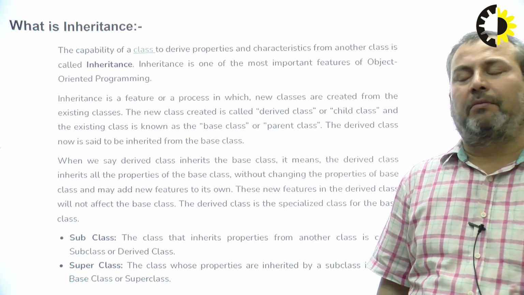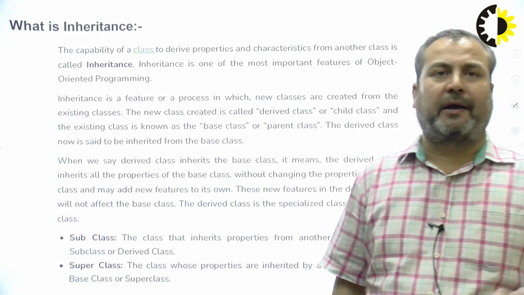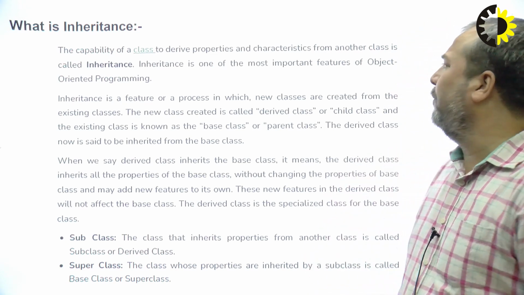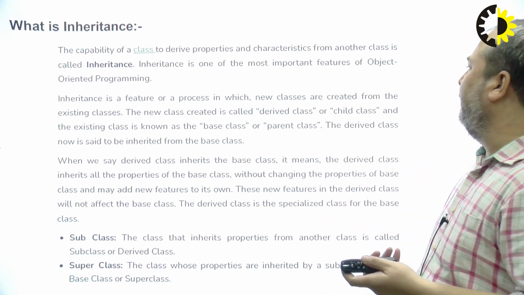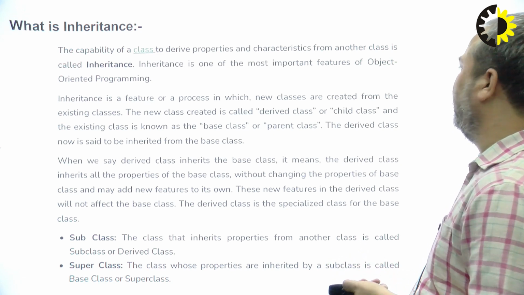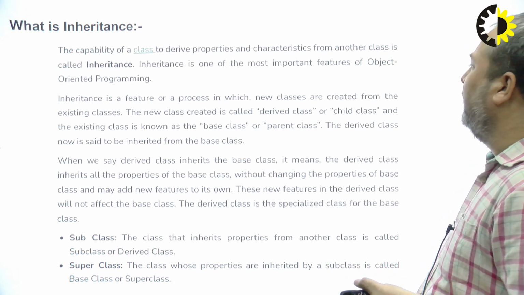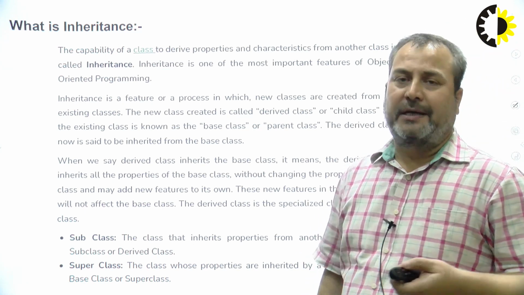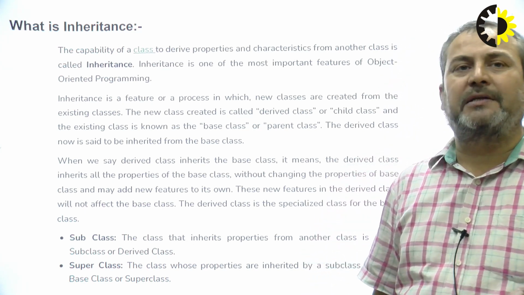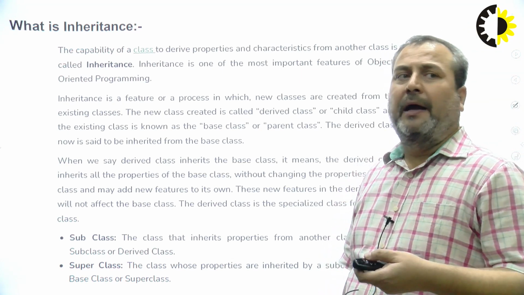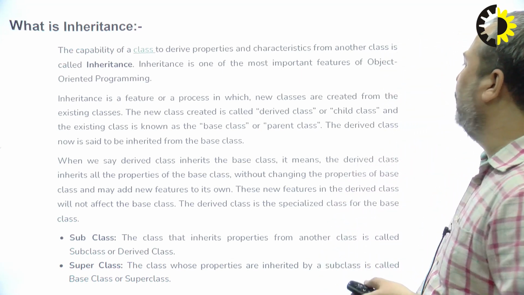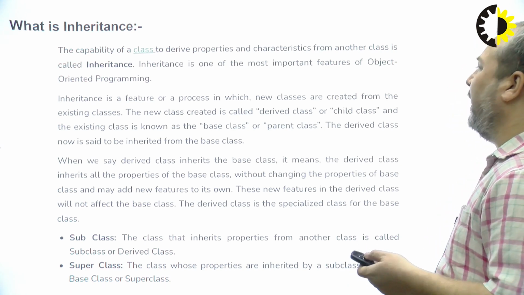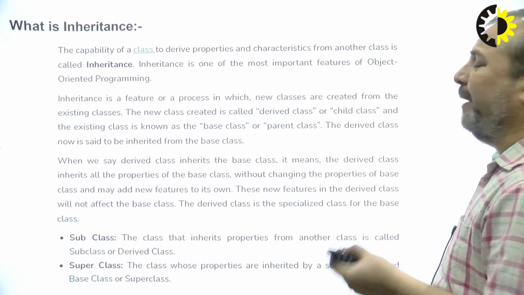How the properties and characteristics can be inherited from another class can be done using the concept of inheritance. It is a feature in which new classes are created from existing classes. The new class created is called the derived class, or sometimes subclass or child class. The existing class is known as the base class, or sometimes parent class. So the derived class is said to be inherited from the base class.